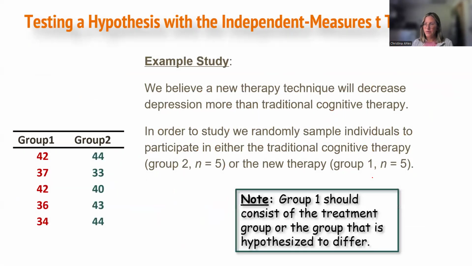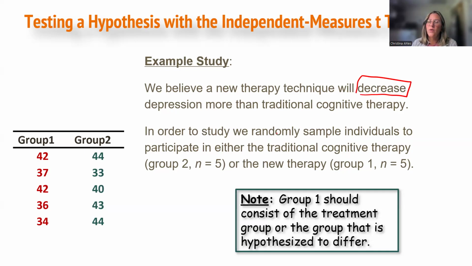So here's an example study, and your next application activity is going to go through this. Hopefully this will help you complete that application activity. In this research study, they believe a new therapy technique will decrease depression more than the traditional cognitive therapy. This word decrease is suggesting a one-tail, right?